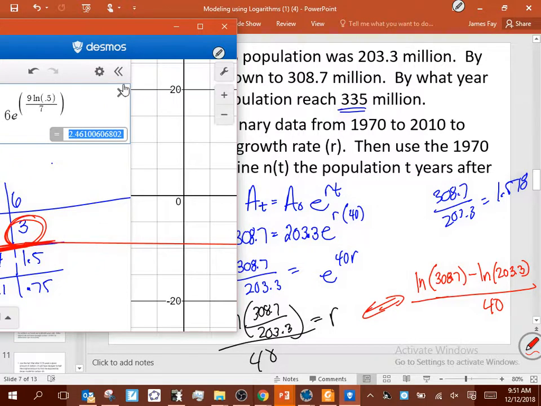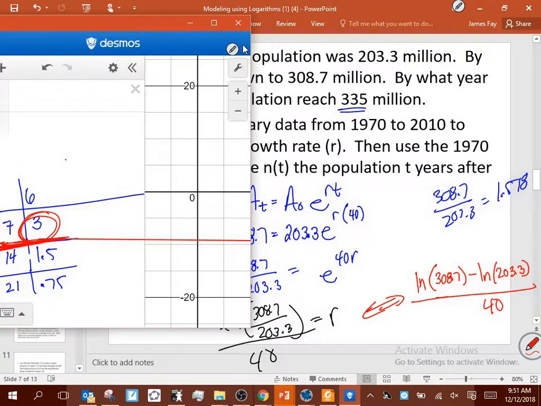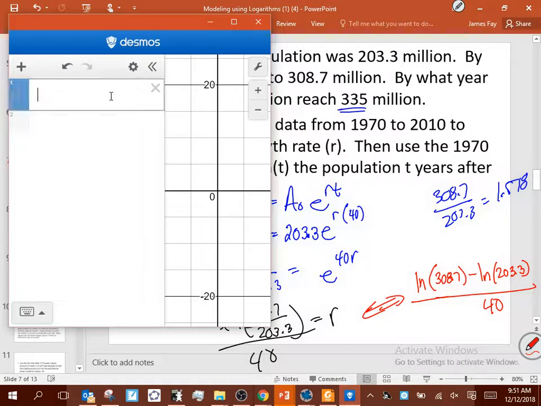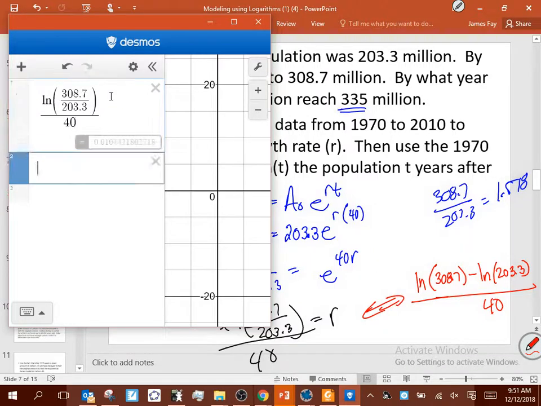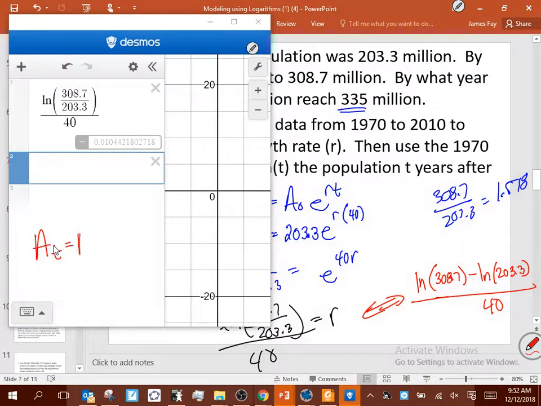All right, so that's just R. Let's calculate what that is real quick because it's going to get messy if I just leave those as the exact values. So I have ln of 308.7, fingers don't want to work, divided by 203.3. I'm going to divide that by 40. So there is my R value, right? Okay. So now the question is, if that's R, let's go back to A of T is equal to A sub 0 E to the RT.